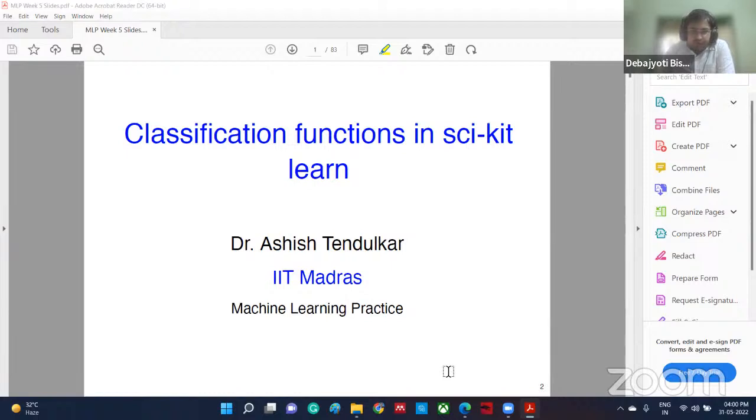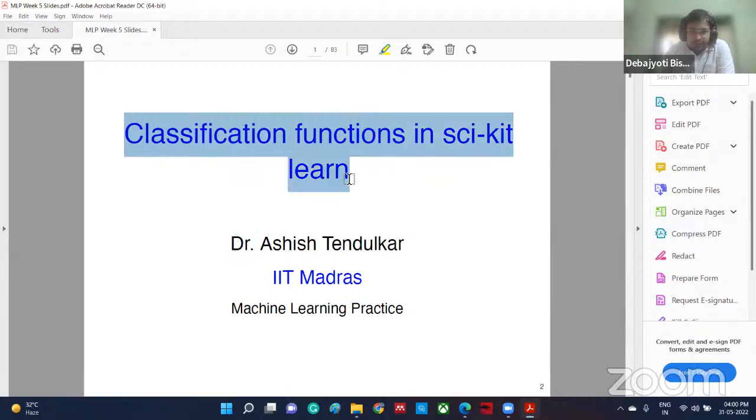We will discuss Sir's week 5 lectures, classification functions in scikit-learn. We'll discuss the slides, we'll discuss the collabs, and we will discuss the practice questions.